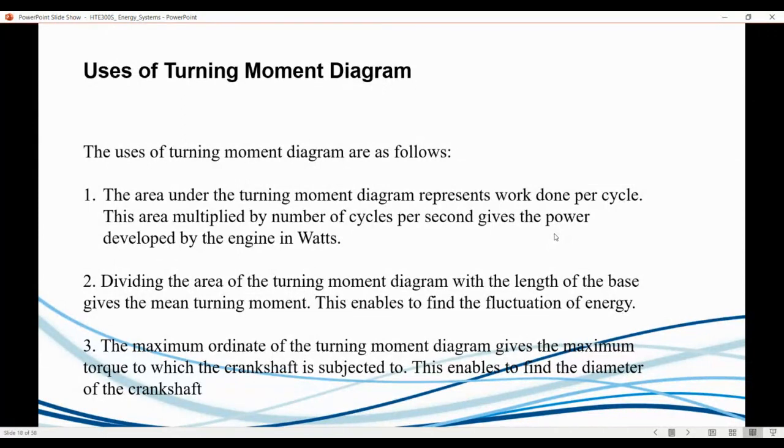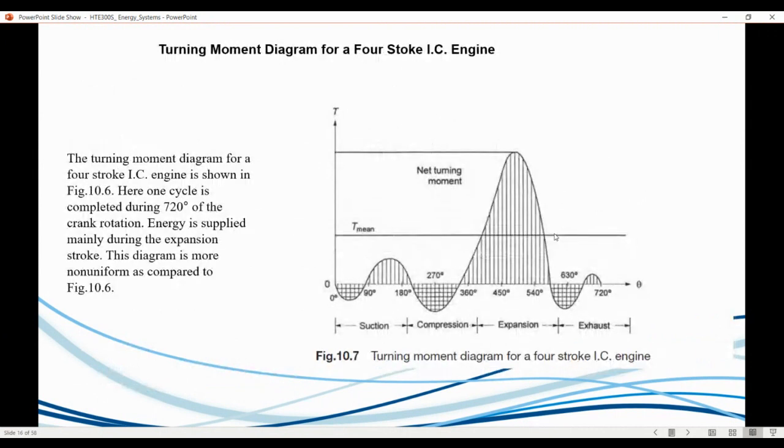And the maximum ordinate of the turning moment diagram gives us the maximum torque to which a crankshaft is subjected. This enables us to find the diameter. So when you're doing a design, for instance, and you need to find the diameter of the crankshaft, you're going to have to do a turning moment diagram.